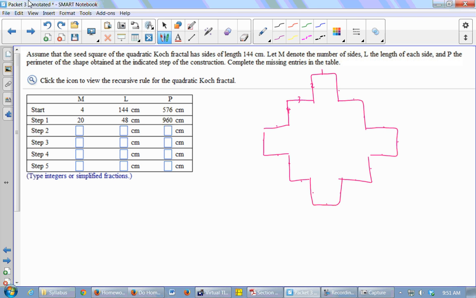And the length of each side, the way I built this, should be a third the length of the original, right? Because this piece that I pulled out was 1/3. The whole thing was 144. So if you divide 144 by 3, you get 48. So now each side is length 48. And so your perimeter is the number of sides times the length of each side. 20 times 48 is 960.